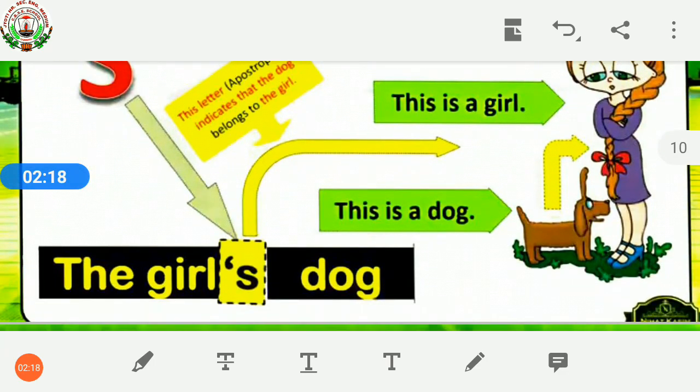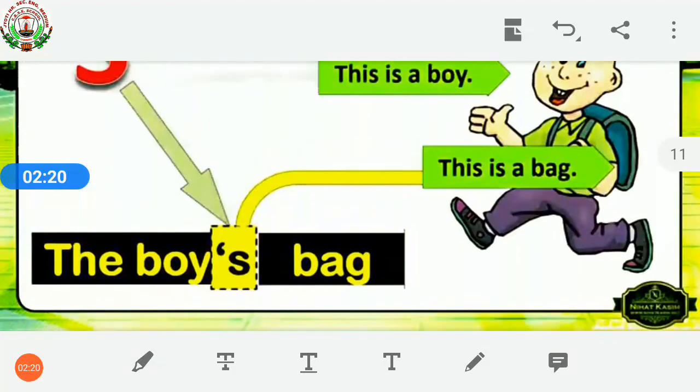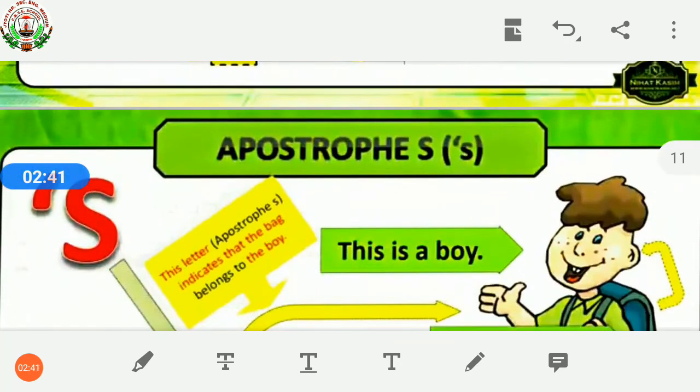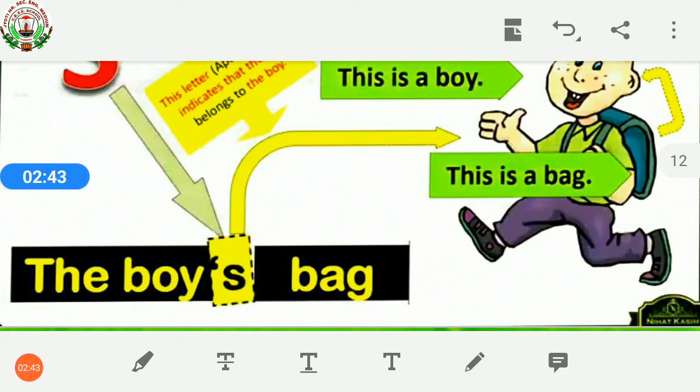Third example, this is a boy, this is a bag. Again, the bag belongs to this boy as we can see in the picture. So, how does apostrophe S help here in showing the relation between bag and boy? See, apostrophe S has been added after boy to indicate that the bag belongs to this boy. So, we will say the boy's bag.